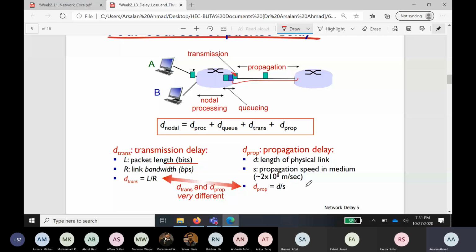That is the propagation delay, and the transmission delay happens at the node when the node is pushing the entire packet from first bit till the last bit. So there is a clear difference. I hope it's clear to everyone.